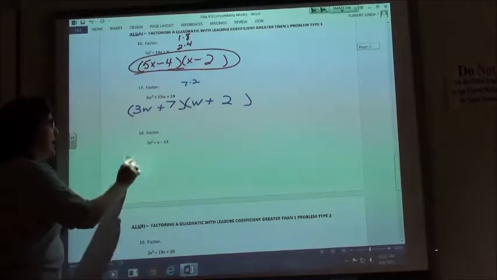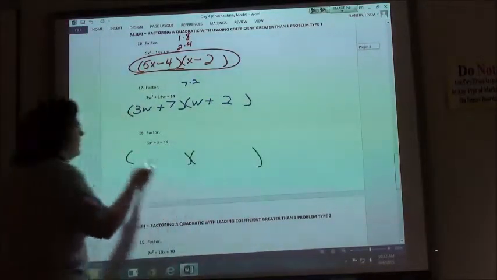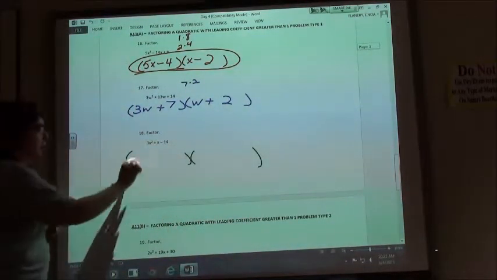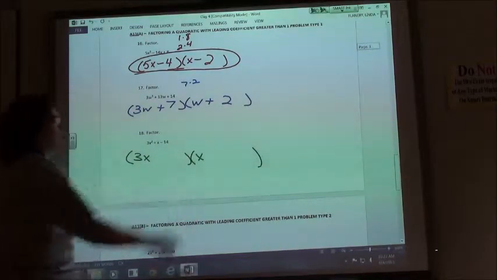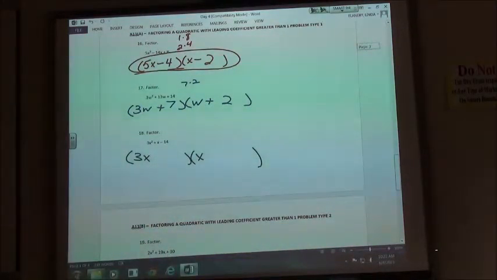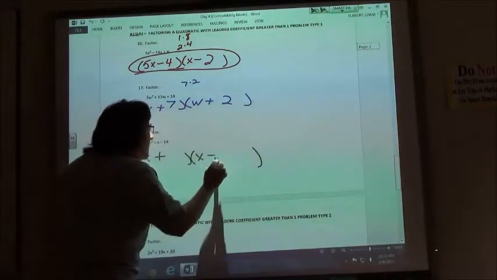And so for number 18, factors of 3x squared are 3x and x. This time my signs, a plus and a minus. You probably don't know right away which order they should go in, so I just say plug them in. If you get the right middle number but the wrong sign, switch them around. So I'm just going to put plus and minus and go from there.